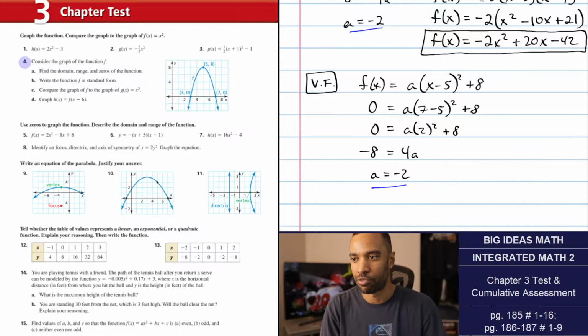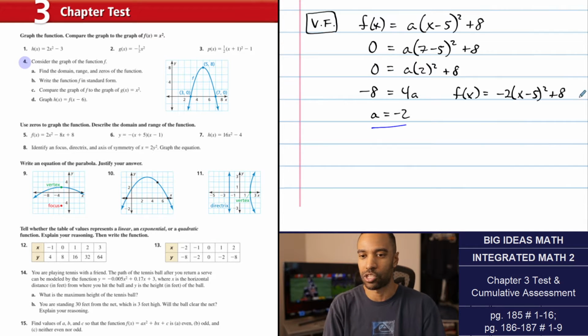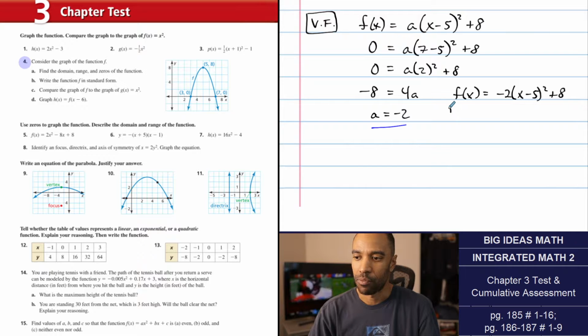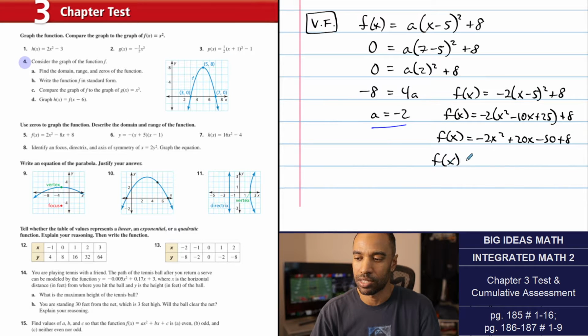But now out of vertex form, if I wanted to fill it out, I'd be doing f of x equals negative 2 times x minus 5 squared plus 8. We return x and y into their x and y forms, and then we expand that guy out. That would be negative 2 times x squared minus 10x plus 25 plus 8. This is a perfect square trinomial. That's negative 2x squared plus 20x minus 50 plus 8, which is negative 2x squared plus 20x minus 42.